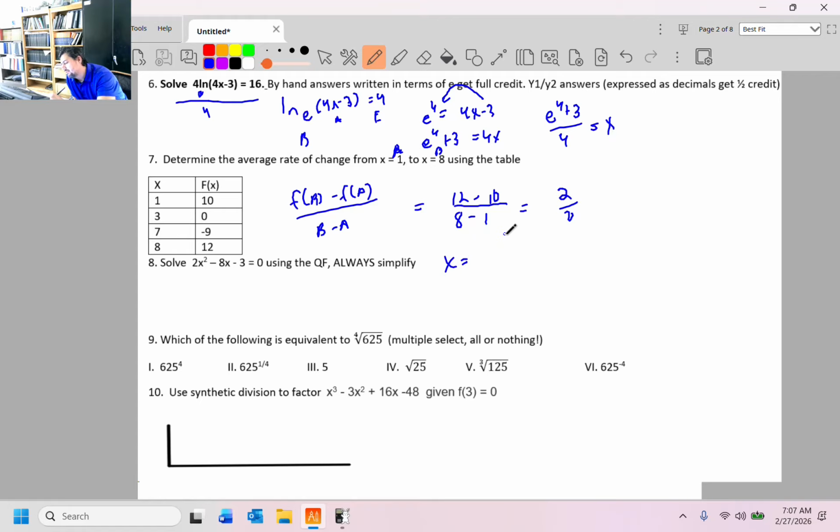Not everybody knows it yet. It's a real shame. X equals negative b plus or minus square root b squared minus 4ac all over 2a. And I'm still seeing some dum-dums put like x squared in for a. A is 2, bruh. B is negative 8. C is negative 3.